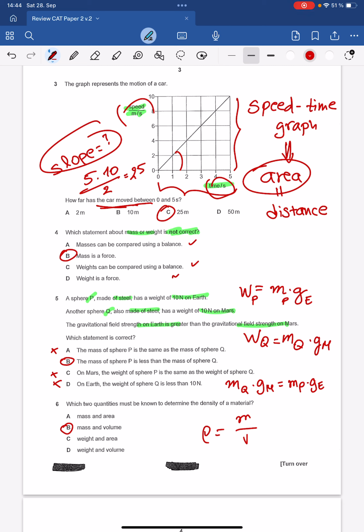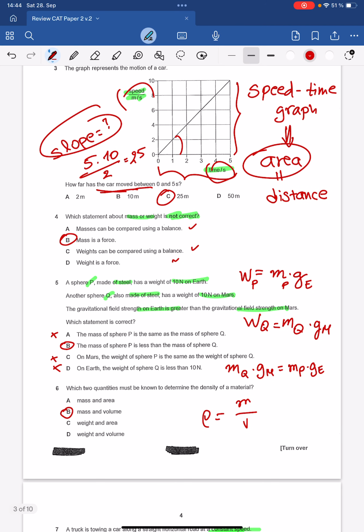So you see how some questions you can answer very, very fast and save some time for the ones that need maybe more analysis, like the one coming up next. So mass is a force. That's definitely not the case. Mass is a scalar quantity that stays constant everywhere in the universe. Weight is a force which depends on the location on our planet or even in the universe.